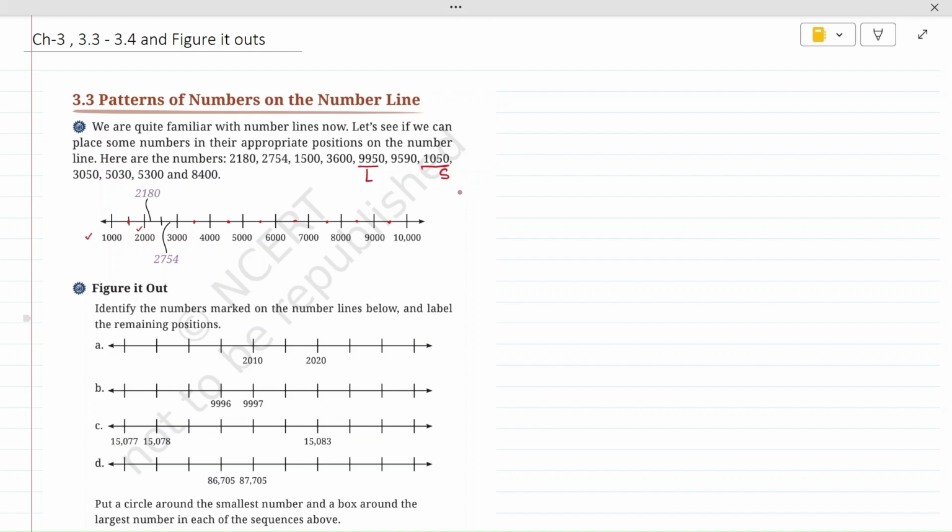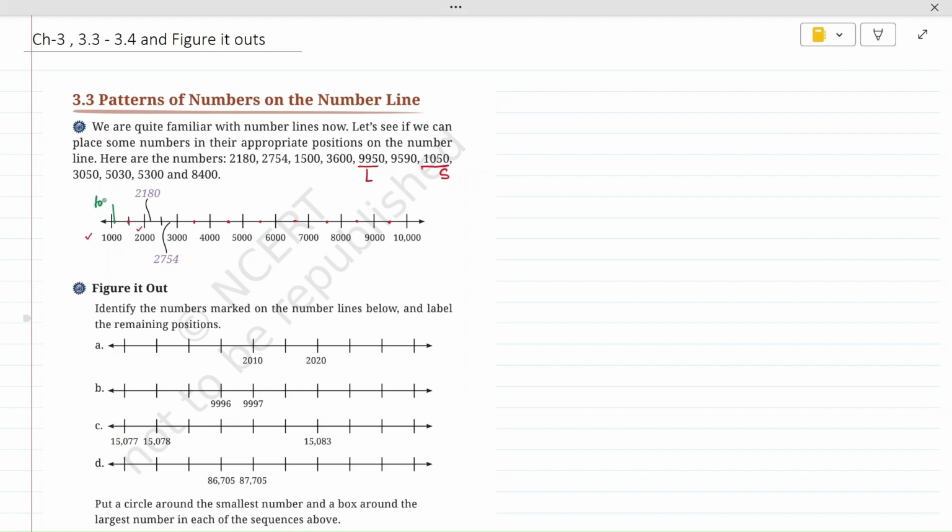And now we can begin marking the numbers given to us. So we will start with 1050. This 1050 is less than 1500, and it is very near to the 1000 number. So I'm marking this in green color, kids. Okay. So it will be somewhere here.